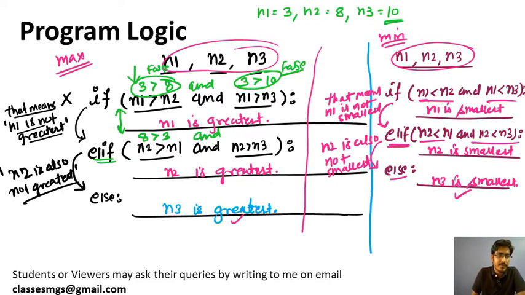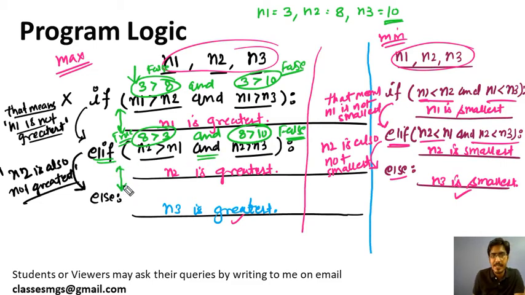I am again picking up my green color. Now n2 is 8, 8 is greater than n3, which is 10. 8 is greater than 3, this is true, but 8 is greater than 10, this is false. And in case of the AND operator, if any one value either on the left side or right side is false, then the whole result will become false. That means n2 is also not greatest. Now we are jumping to this part, and whatever is written between else and else is not executed because this condition is not true.